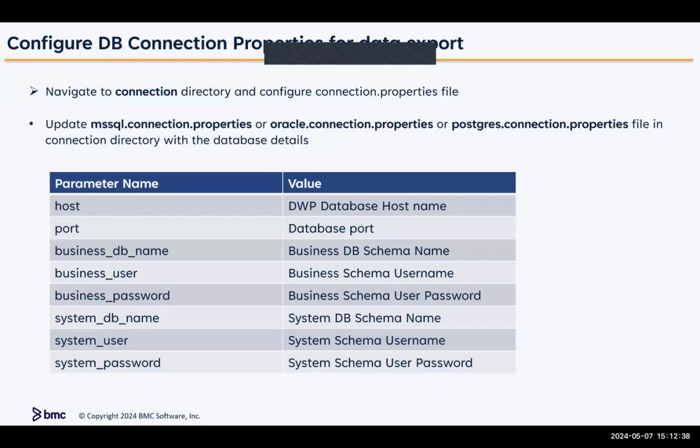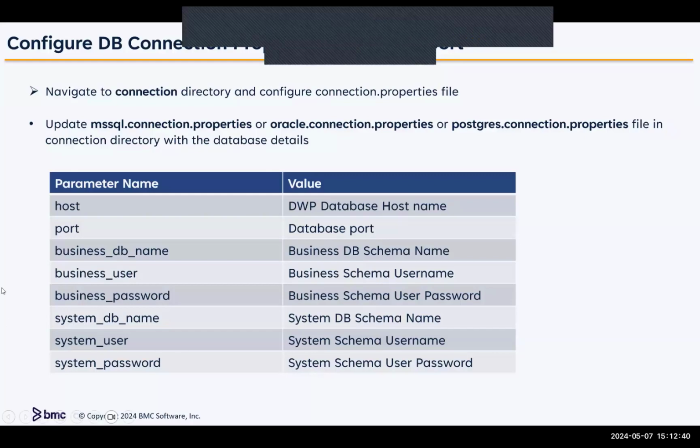The parameters that are included in this file are basically the DB details like the database host name, the database port, and as we have to extract data from both business and system schemas, we need to give the business schema name and user credentials to access the business schema tables. Similarly, the system schema name and user credentials to access the system schema details.